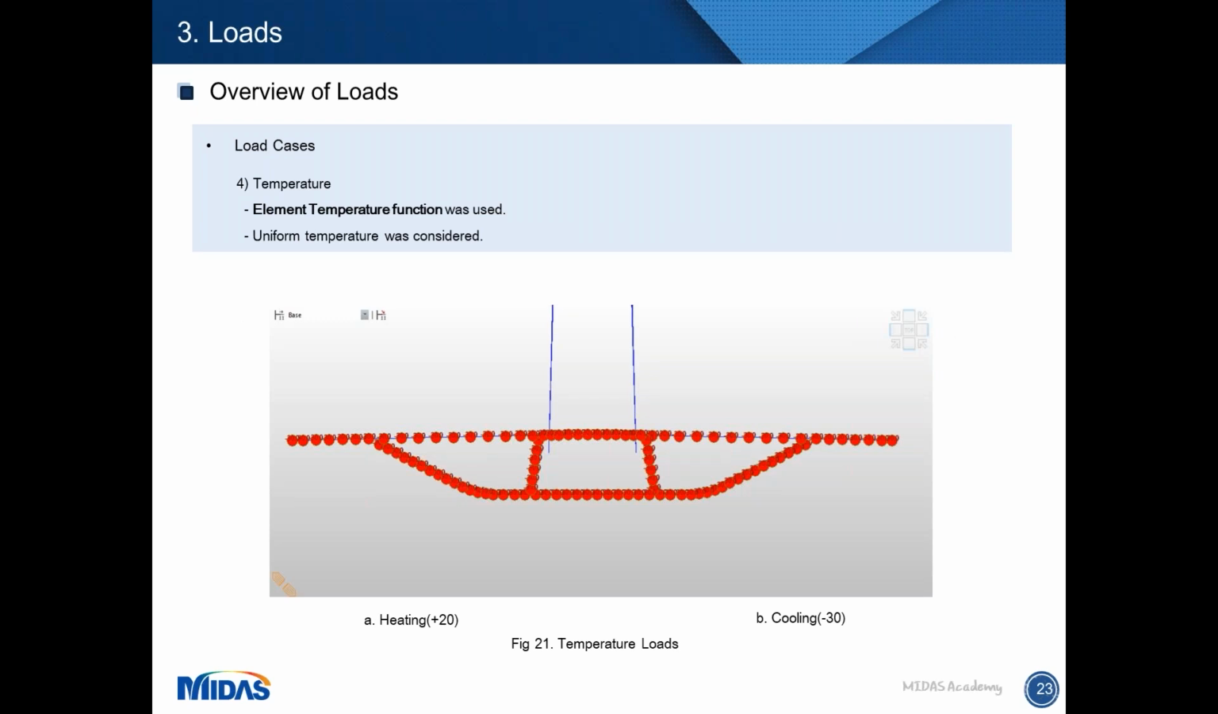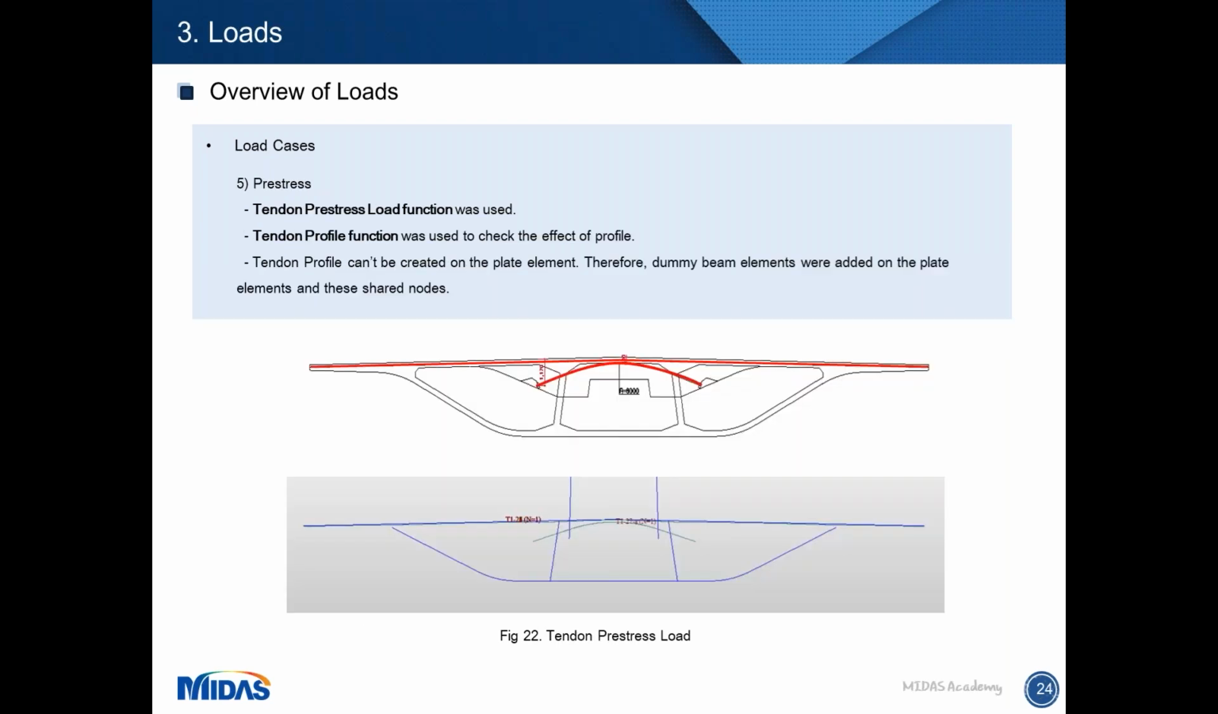And uniform temperature was considered for heating and cooling cases. For that, the element temperature function was applied. This is the pre-stress load. As shown in the figure, the tendon profile was considered. There are two types in the girder. So one is in the upper slab of the girder, and the other is in the ribs near the cable anchorages.